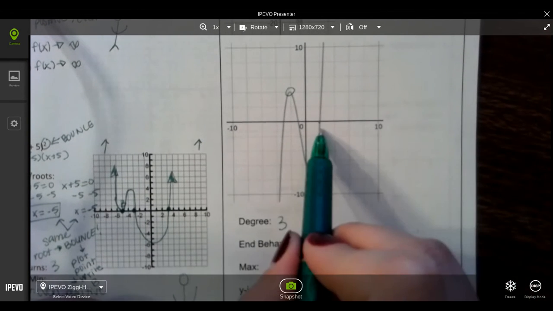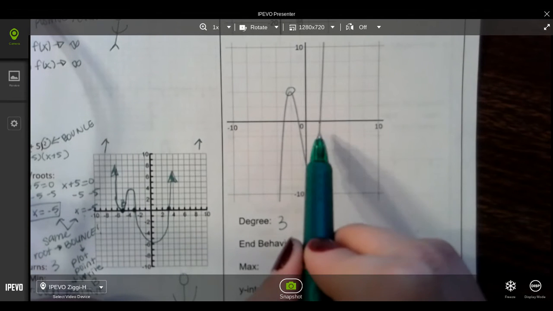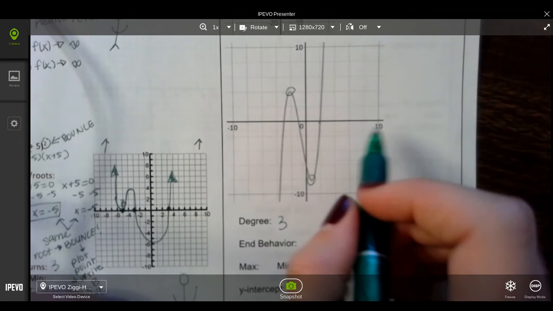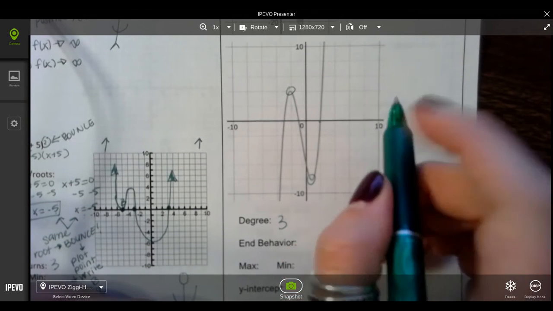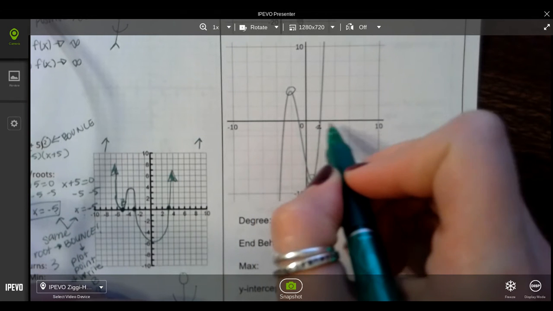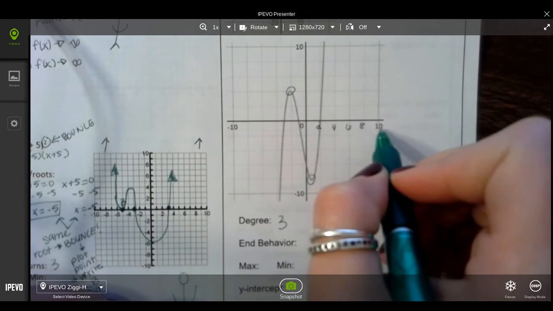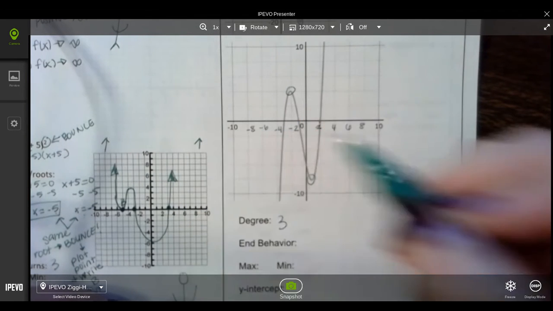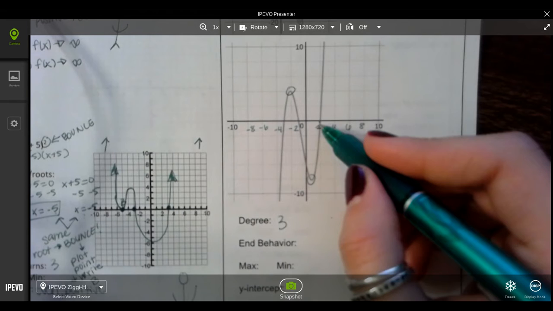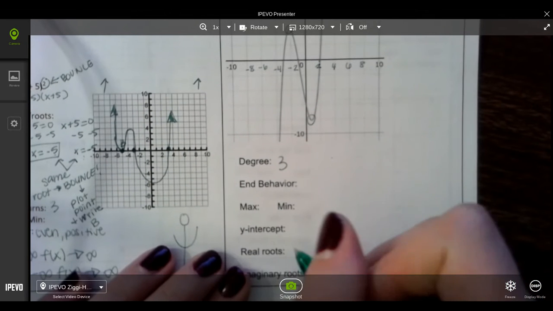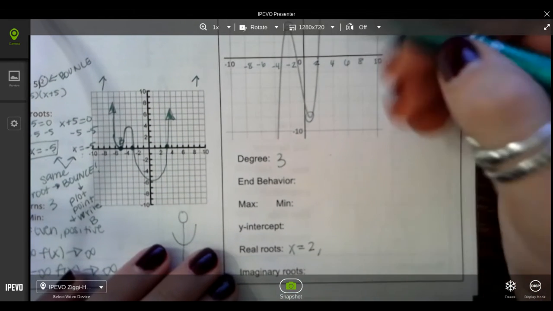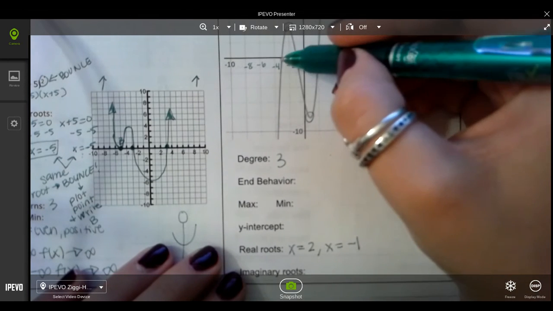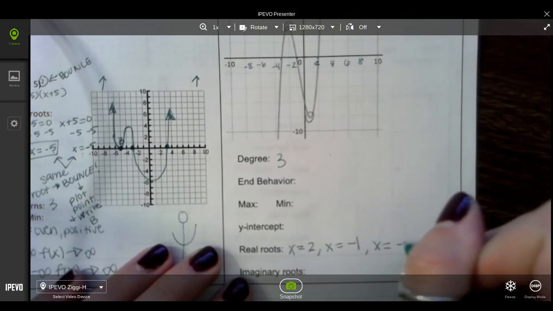And it looks like those are at, well, if I counted this scale by 1, 2, 3, 4, 5, I don't end up at 5 here. So we need to use our process of elimination and our critical thinking skills to know that this should be by 2, 4, 6, 8, 10. Same down here, -2, -4, -6, -8. So I have a real root at x equals 2. And then over here at x equals -1. And over here at x equals -3.